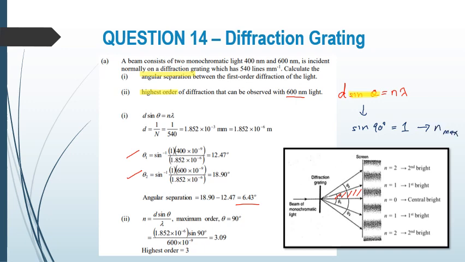But if you look at the answer, when you substitute theta equals 90 degrees in the equation, it gives you 3.09. When it comes to the number of orders, we don't want to have decimal places. Okay, we don't want decimal points right here. So you have to round off the value. Therefore, the highest order right here is equal to 3.